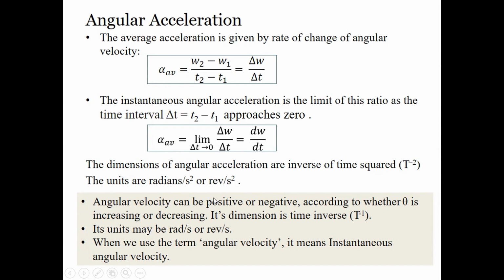The angular velocity can be positive or negative, according to whether the angle is increasing or decreasing. Its dimension is time inverse, 1 over time. Units can be radians per second or revolutions per second. So whenever we use angular velocity, it means instantaneous angular velocity. Whenever we say angular acceleration, we mean instantaneous angular acceleration.